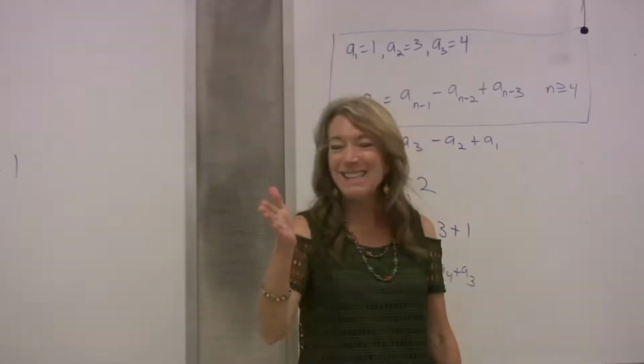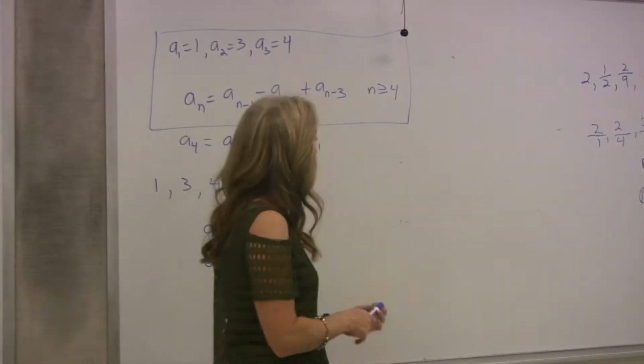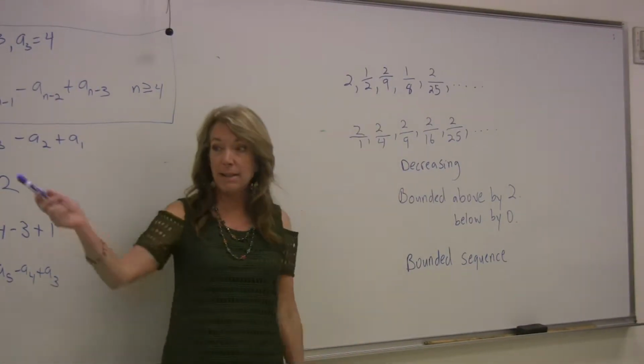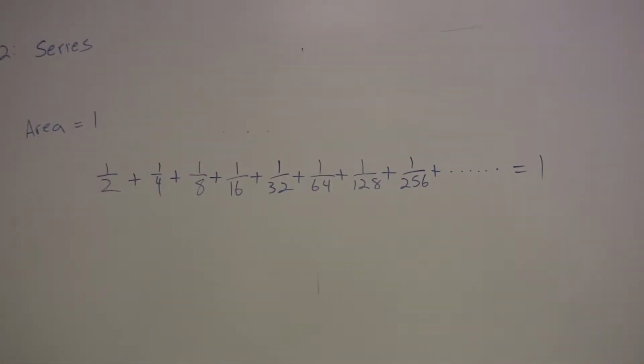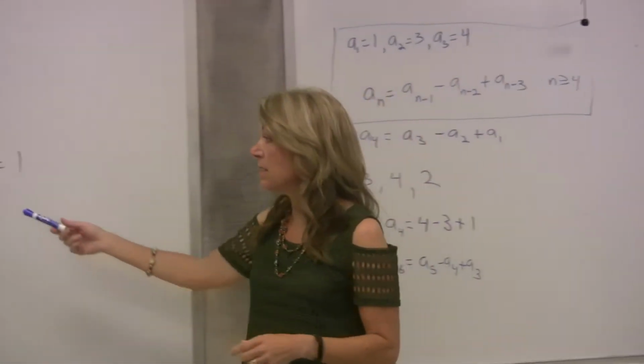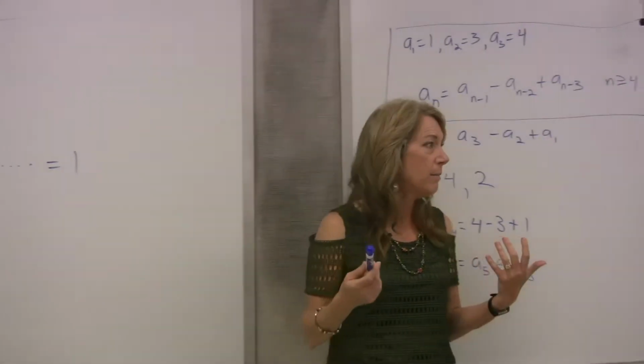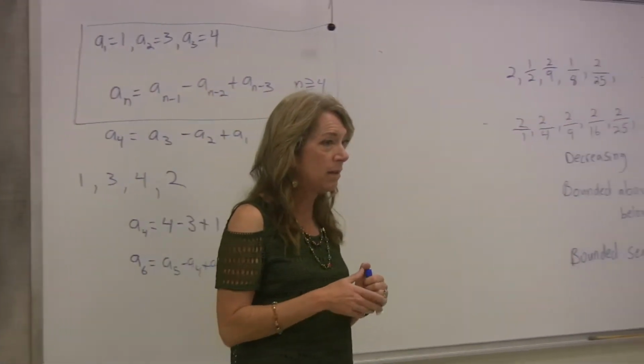A series is a sum of your terms. A sequence was a list of terms. A series is a sum of a whole bunch of terms. And then a series might converge or diverge. Meaning, in this case we'll talk about it coming up, a series might add up to something, or it might go off to infinity or not add up to anything. Same kind of reasoning.